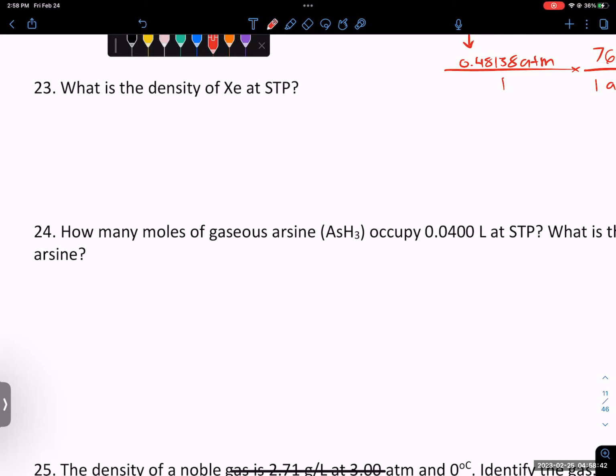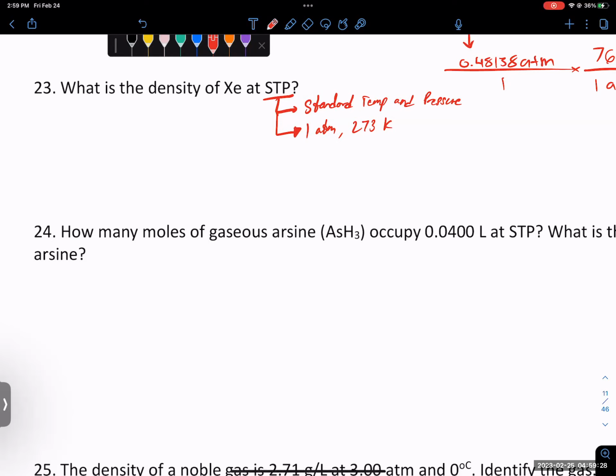So what is the density of xenon at STP? What is a stoop? This isn't called stoop, it's standard temperature and pressure, STP. So what is this equal to? 1 atm, and what else? 273.15, so 273 Kelvin. 1 atmosphere is 0 degrees Celsius.